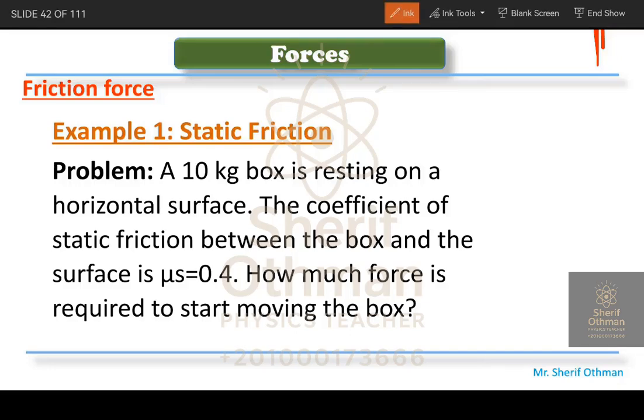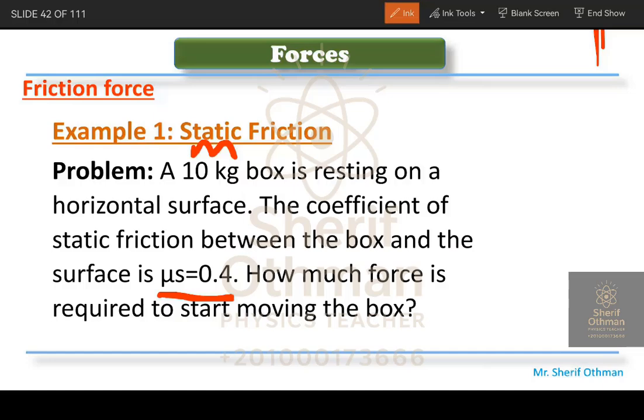Okay, guys, let's solve this problem. A 10-kilogram box is resting on a horizontal surface. So the mass of the box is 10 kilograms. The coefficient of static friction, mu s, is 0.4. How much force is required to start moving the box?